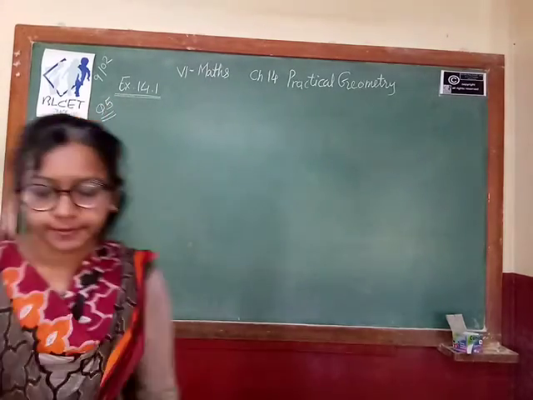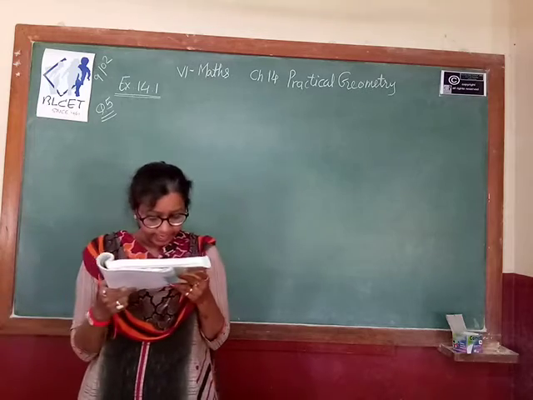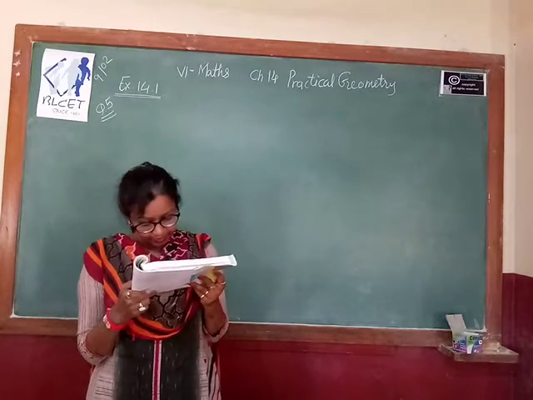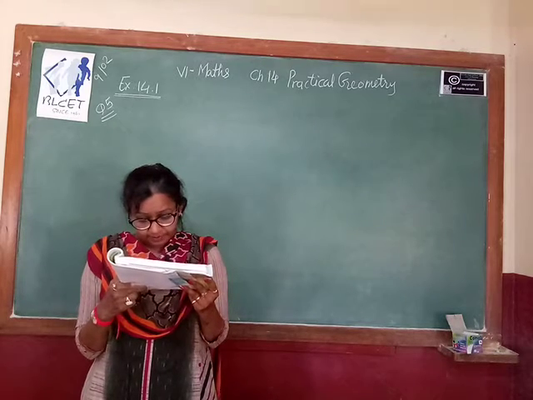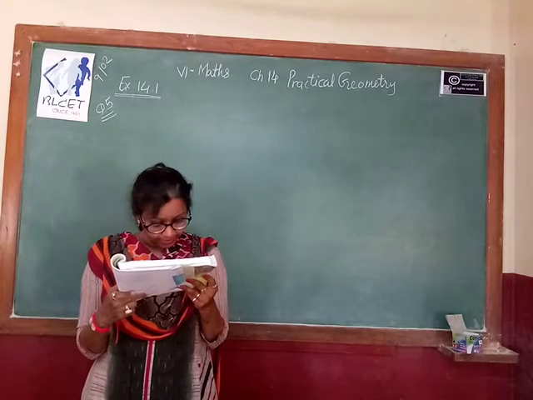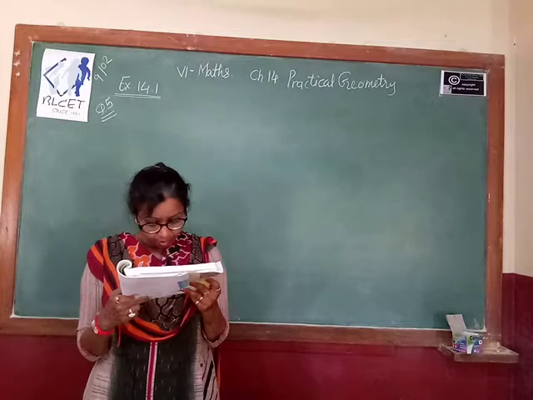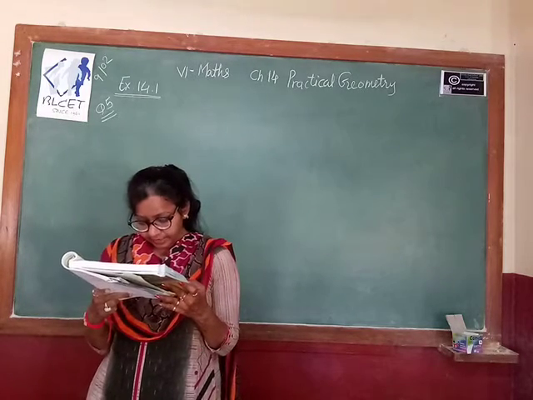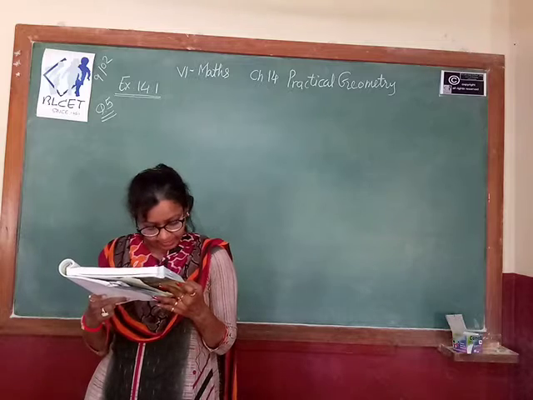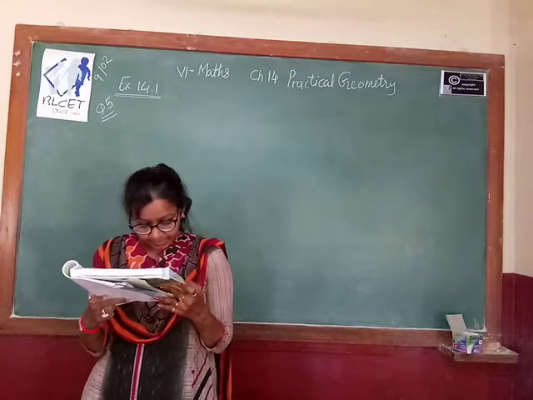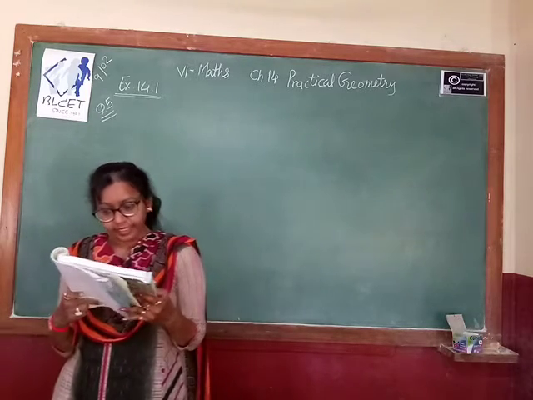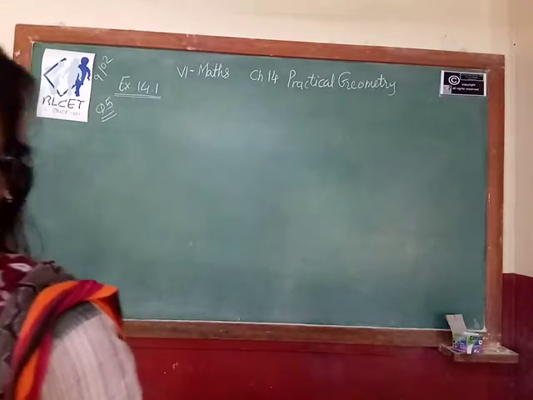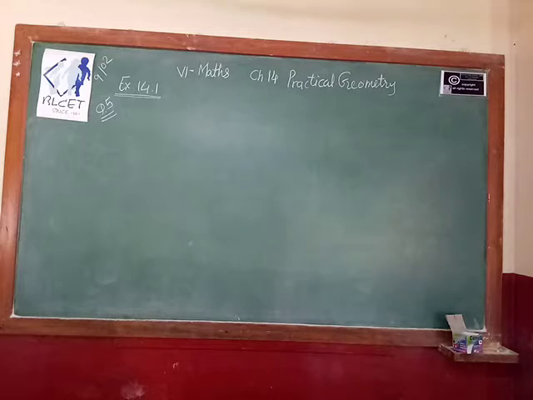The question is, let A and B be the centers of two circles of equal radii. Draw them so that each one of them passes through the center of the other. Let them intersect at C and D. Examine whether AB and CD are at right angles or not. So let's see how to solve this question.